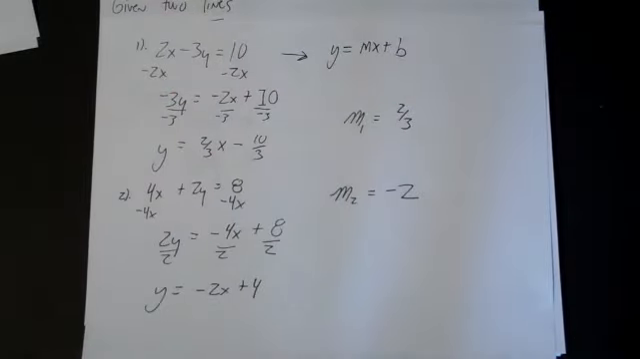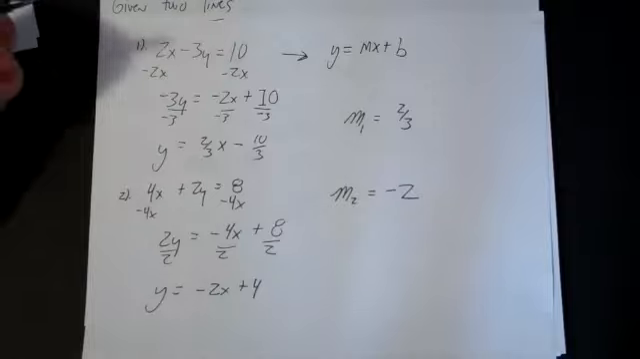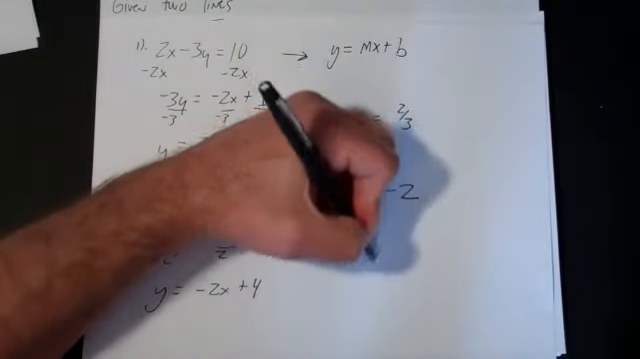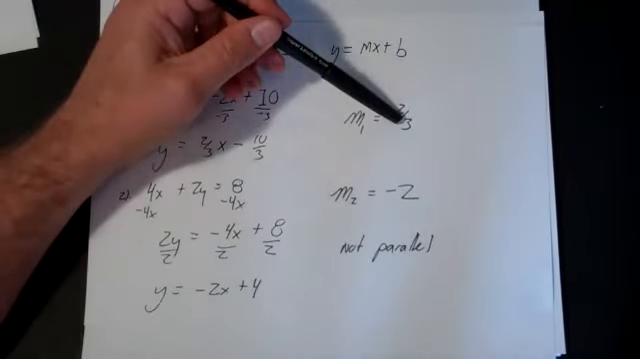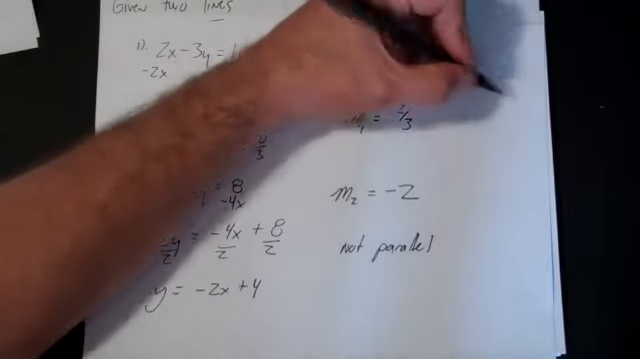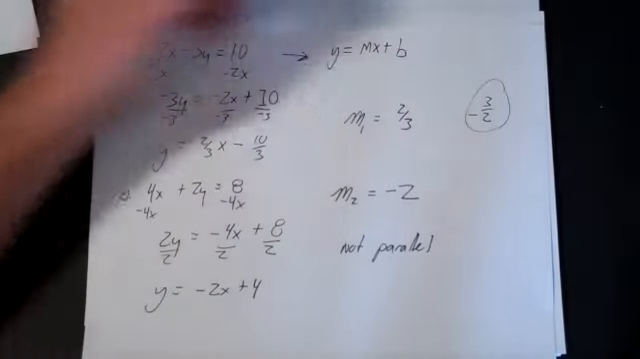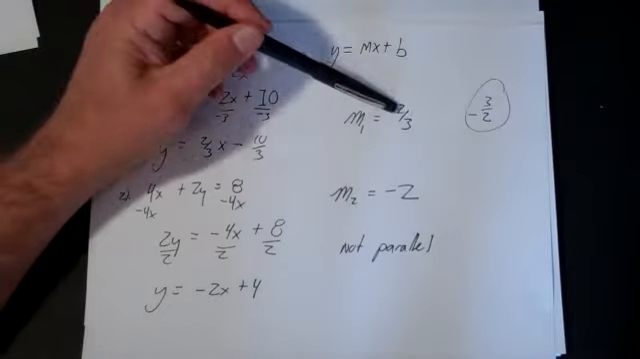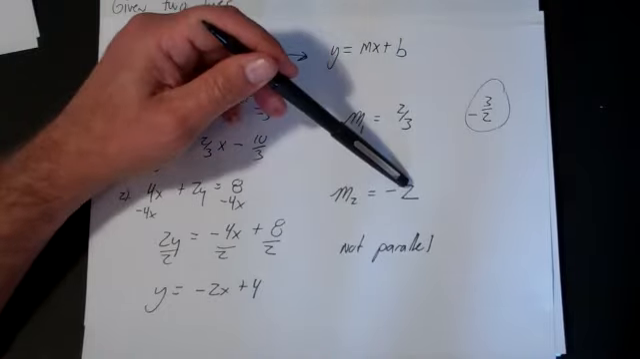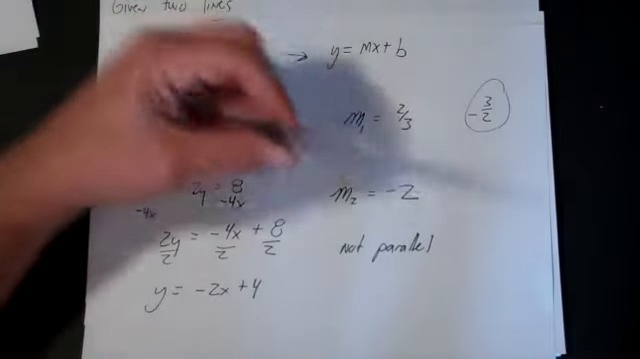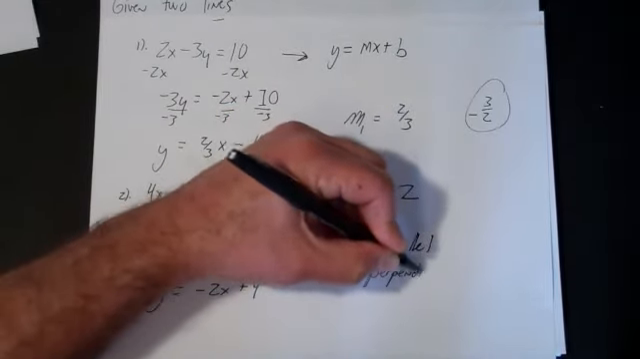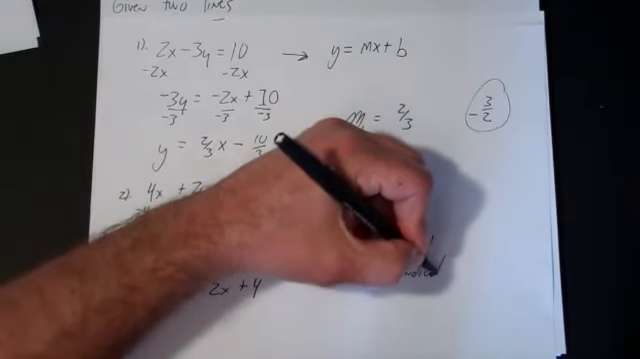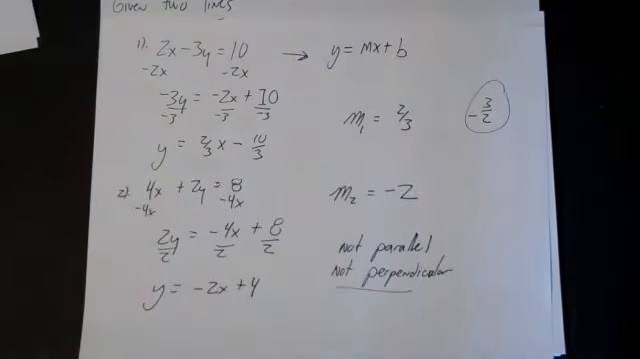Let's check to see if these are parallel. Are these two slopes the same? They're not, so that means they're not parallel. Let's see if one is the negative reciprocal of the other. 2/3, let's take the negative reciprocal. You'd flip it and get 3/2, and you change the sign, minus 3/2. Minus 3/2 is the negative reciprocal of 2/3. Is that the slope of the second line? It's not, so they're not perpendicular. If they're not parallel and not perpendicular, we say they're neither parallel nor perpendicular.